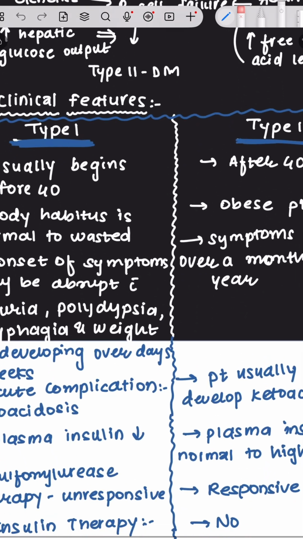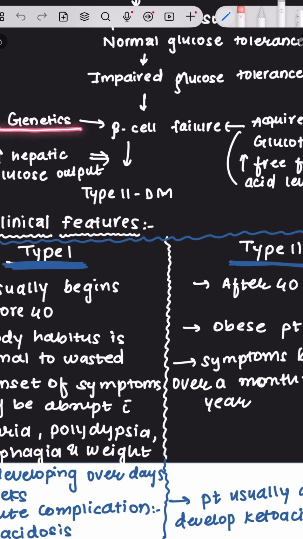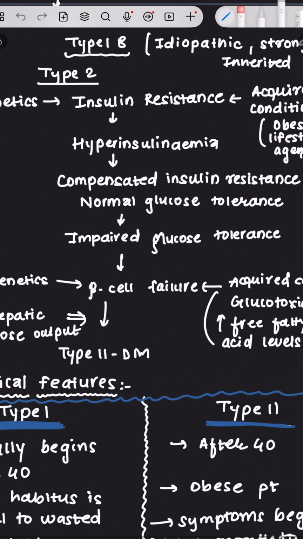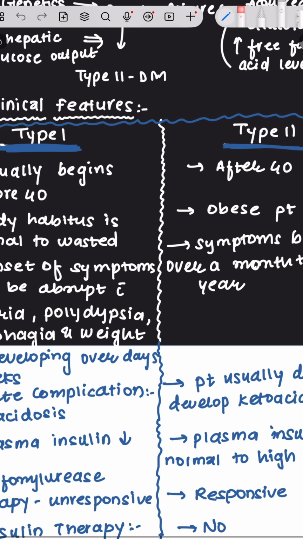Now the clinical features we'll be discussing in a differentiating manner. Type 1, type 2. So type 1 usually begins before the age of 40 years. Type 2 begins after 40 years. In type 1, the body habitus is normal to wasted, and type 2 is usually an obese patient, as we've discussed. In type 2, genetics and acquired conditions play a major role, and acquired conditions may be obesity, lifestyle and aging. So in type 2 the patient is usually obese.